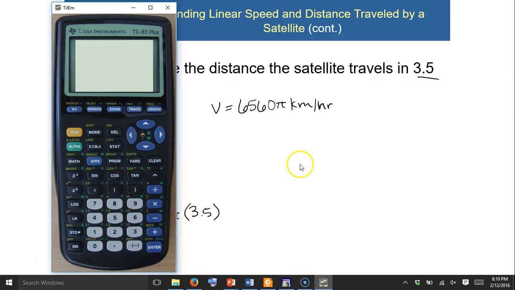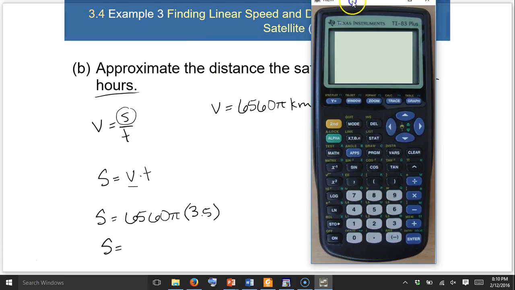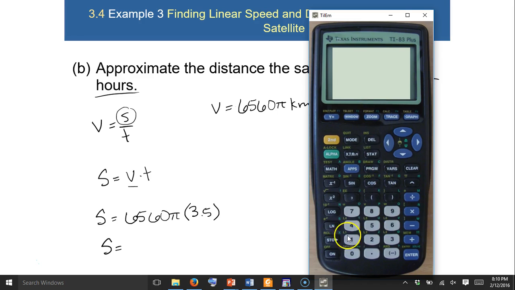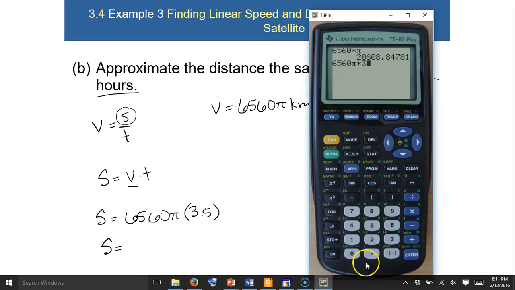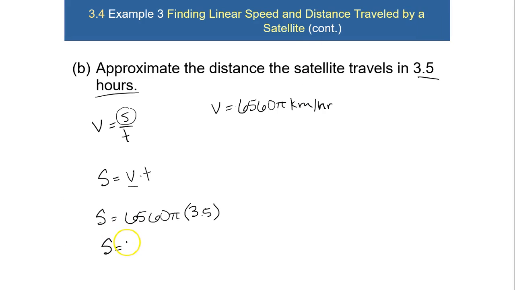And so S equals, approximate that. Calculator. Let's see. So 6560 pi times 3.5 equals. And there you have it. That right there is our approximated distance. So 72,130 or 72,131. And it's in kilometers. And there we go.